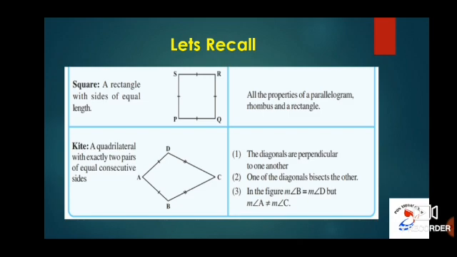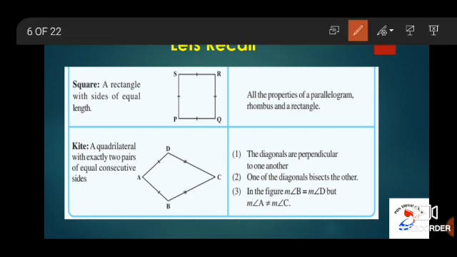Next, it is kite. Kite is nothing but it is a quadrilateral with exactly two pairs of equal consecutive sides. So that is, what is the meaning children here? You know what is the meaning for the word consecutive? So consecutive sides means the side AB and AD are consecutive. They are placed next to each other. So they both are equal. Similarly, this side BC and DC are also equal.